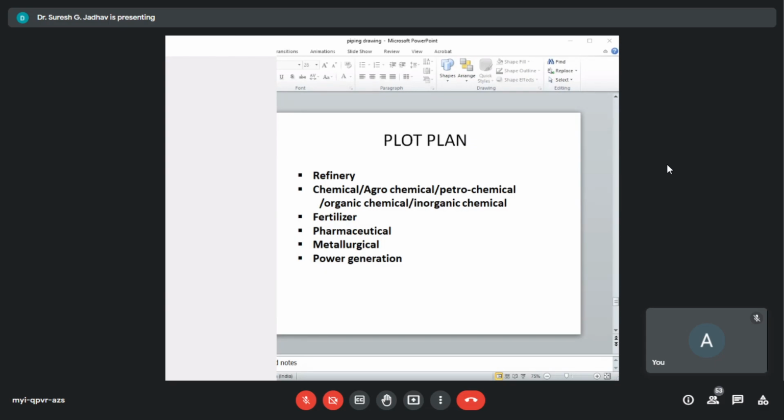Once the site selection is done, the next activity is to develop the plot plan. So what is a plot plan? Plot plan is the master plan locating each unit or facility within the plot boundary for a process industry such as refineries, agrochemicals, petrochemicals, organic chemicals, inorganic chemicals, fertilizers, pharmaceuticals, metallurgicals, and power generation.